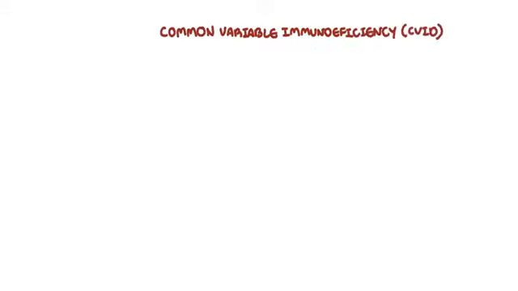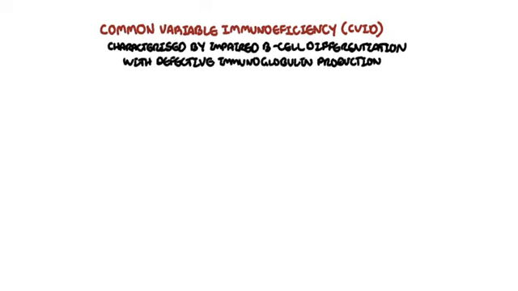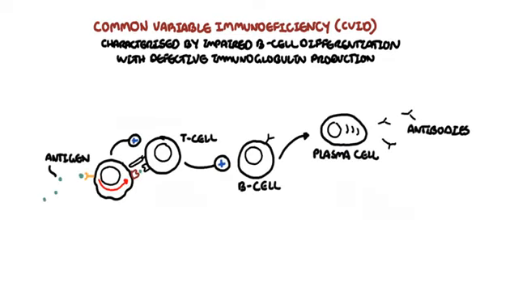So let's take a look at the three major predominant antibody deficiency diseases. The first is common variable immune deficiency. Common variable immune deficiency, or CVID, is the most common primary immunodeficiency worldwide, characterized by impaired B cell differentiation with defective immunoglobulin production. It is the most prevalent form of severe antibody deficiency affecting both children and adults.